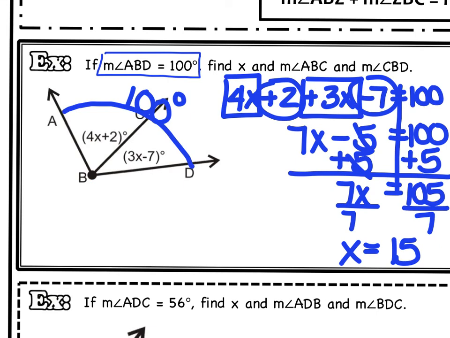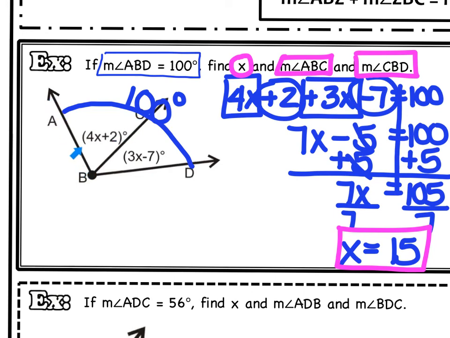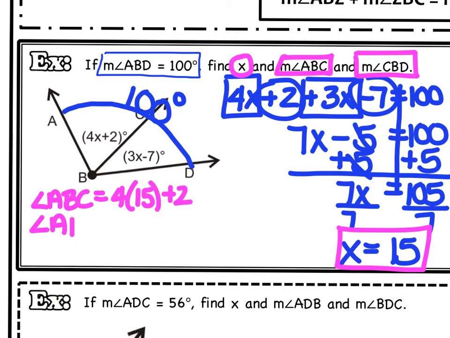Now, going back and looking at my problem, I was asked to find 3 things, so I want to make sure I completely answer the question. The first was to find the value of x, which I have already done. The second was to find the value of angle ABC, which is this left-hand piece, the 4x plus 2 portion. So I plug my 15 into my expression: 4 times 15 plus 2. So angle ABC is going to equal 62 degrees.